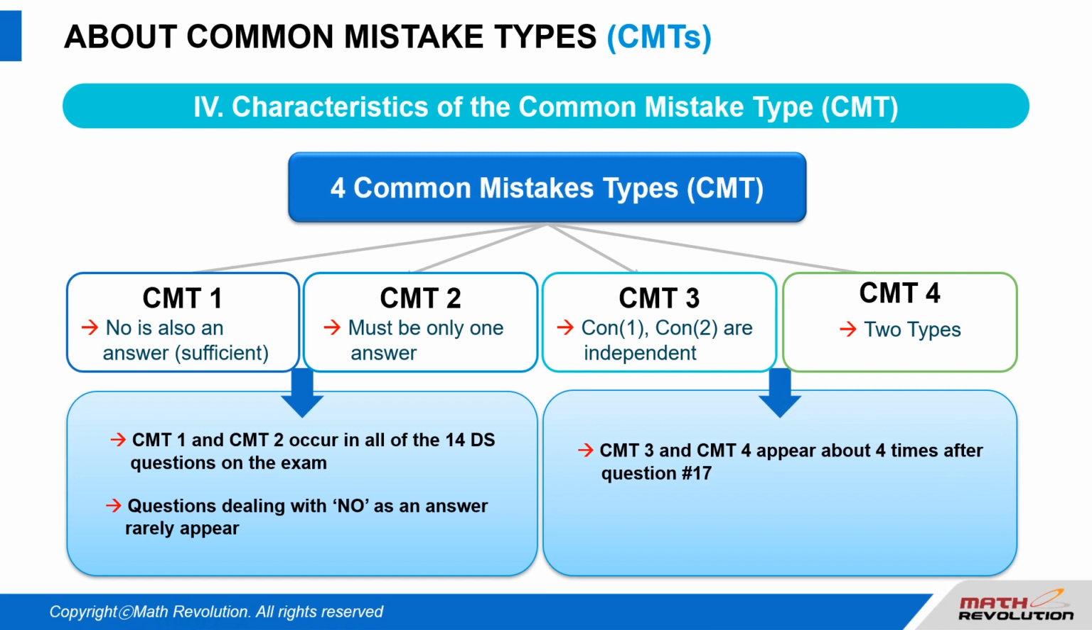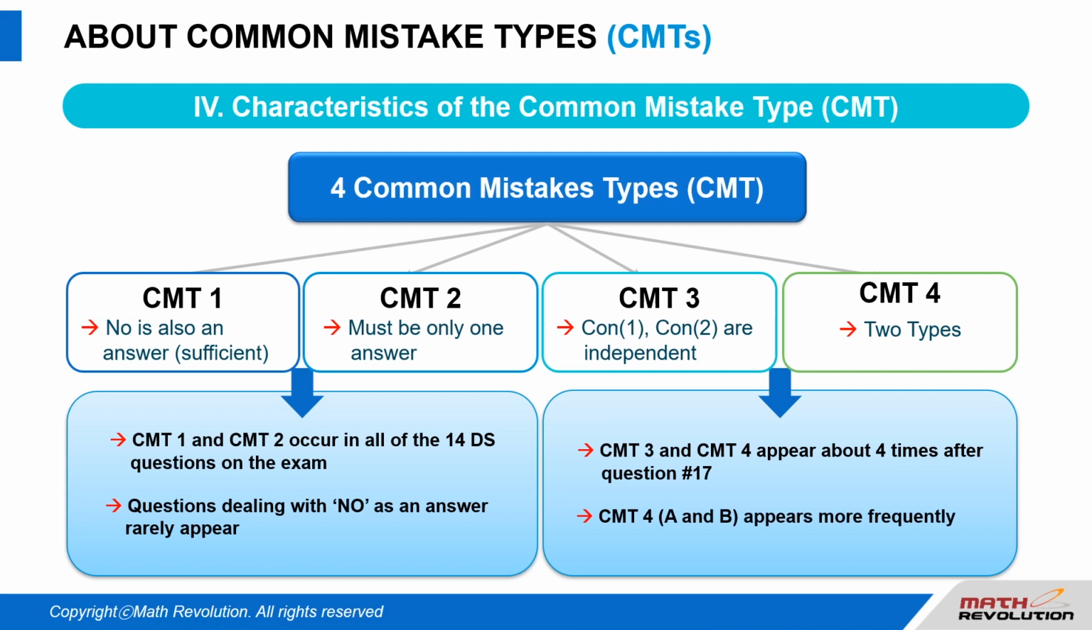On the other hand, the CMT 3 and CMT 4A and B rarely appear in the initial part of the GMAT math section, and are likely to appear about 4 times after question number 17. They may appear on questions covering any math concepts that are tested in the exam, but are most likely to appear on key questions dealing with integers, statistics, probability, inequality, and absolute value.